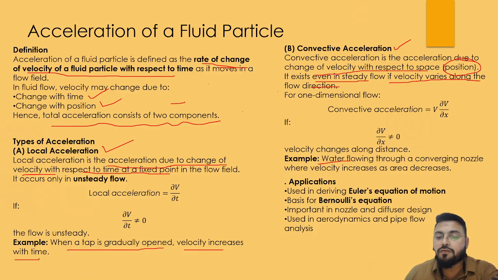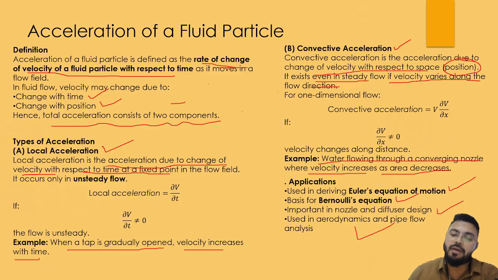Example, water flowing through a converging nozzle where velocity increases as area decreases. Example, used in deriving Euler's equation of motion. It forms the basis of Bernoulli's equation, important in nozzle and diffuser design, used in aerodynamics and pipe flow.